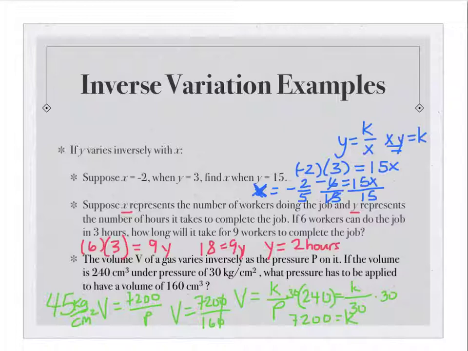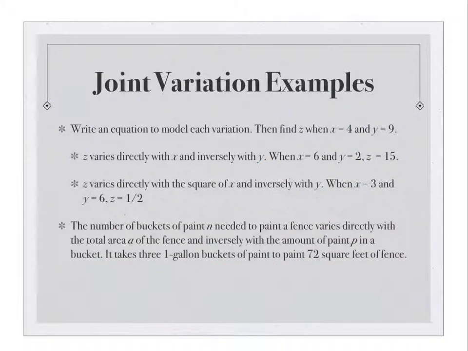All right, on to our last set of examples, joint variation. Okay, and now joint variation examples. Write an equation to model each variation, then find z when x equals 4 and y equals 9.